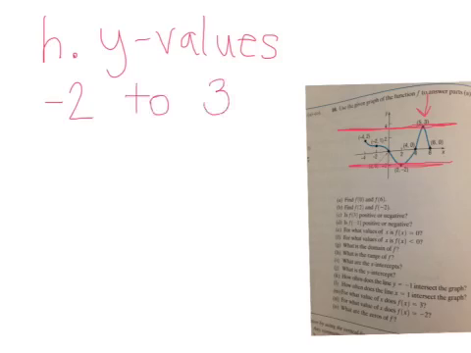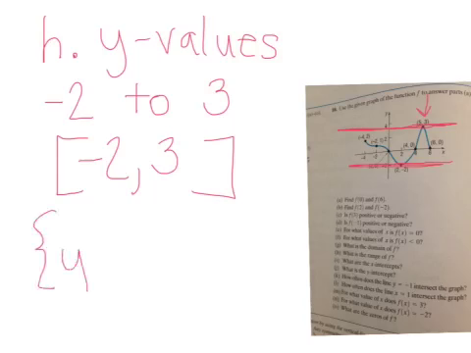So again, for interval notation, we're going to have brackets because they include those. And then for set builder, we have y such that -2 is less than or equal to y is less than or equal to 3.